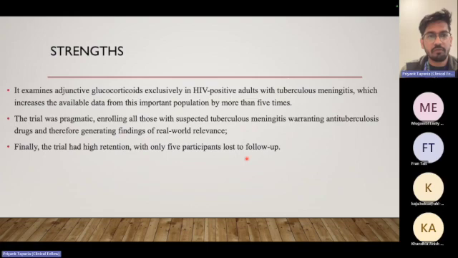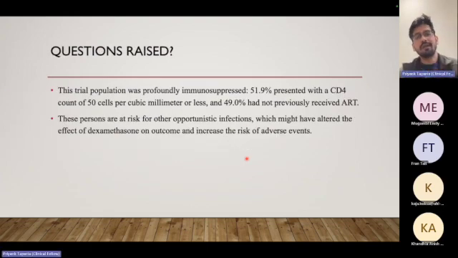So this was a very big strength. The question that I think was the only one: most of the patients, more than 50% of the patients, had a CD4 count of less than 50, which may have caused some issue in getting the results as desired. These patients were already at a risk of opportunistic infection, which might have altered the effect of dexamethasone and increased the risk of adverse events.